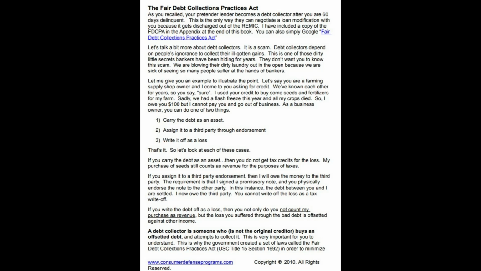If you carry the debt as an asset, then you do not get tax credits for the loss. My purchase of seeds still counts as revenue for the purpose of taxes. If you assign it to a third party through endorsement, then I will owe the money to the third party. The requirement is that I signed a promissory note and you physically endorsed the note to the other party. In this instance, the debt between you and I is settled. I now owe the third party. You cannot write off the loss as a tax write-off.